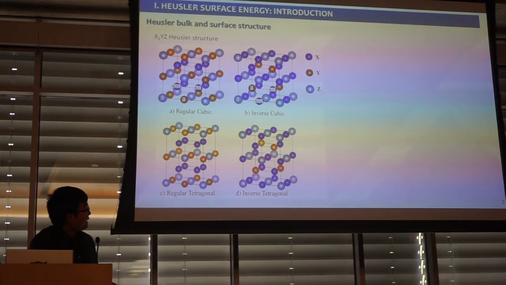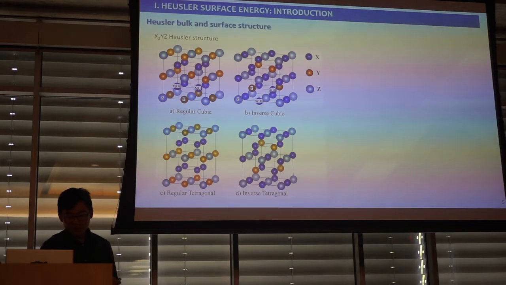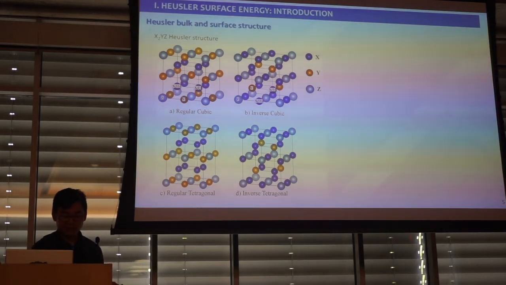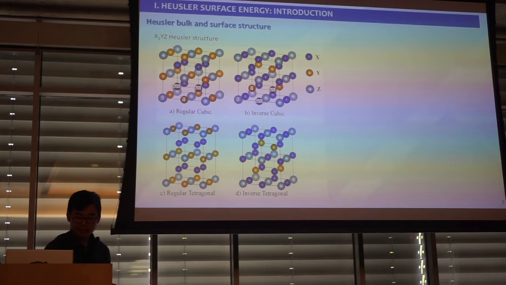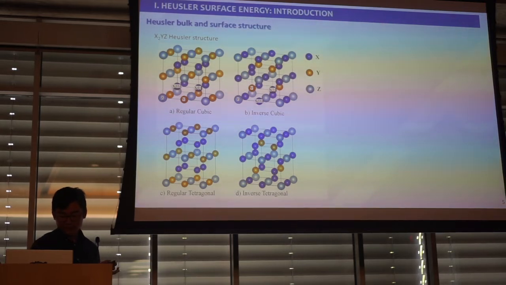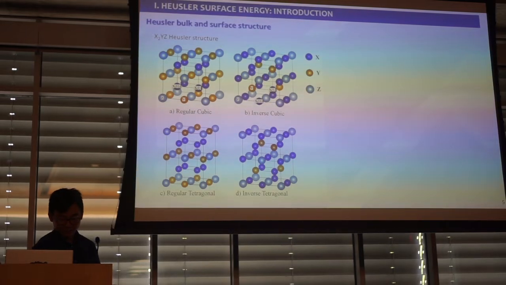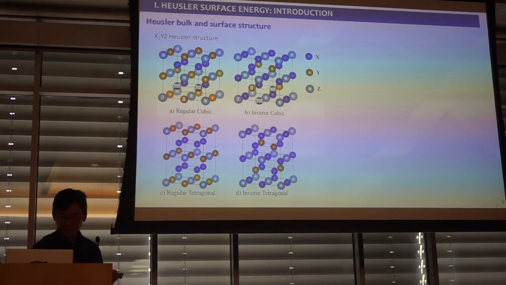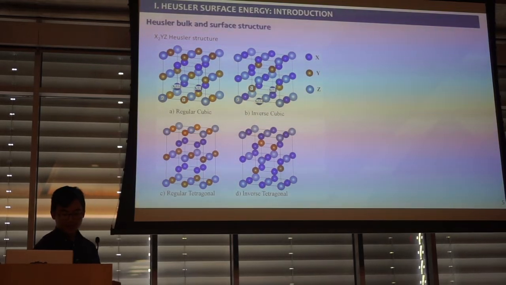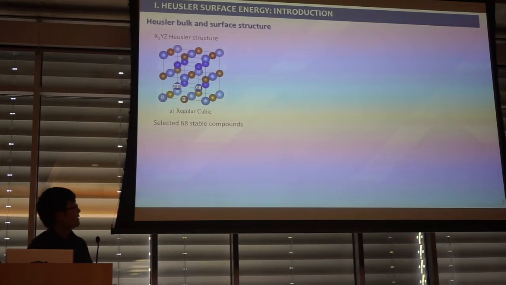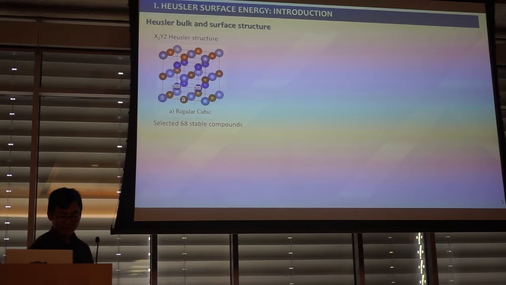Okay, so here's the structure of the full Heusler compound. The full Heusler follows this formula X2YZ that you see in the top left there. And there are 4 different types of Heusler compounds that exist. We have regular cubic and inverse cubic, and then we also have regular and inverse tetragonal. For the purposes of this work, we're only going to look at the regular cubic structure. And we selected 68 stable compounds according to their formation energy.